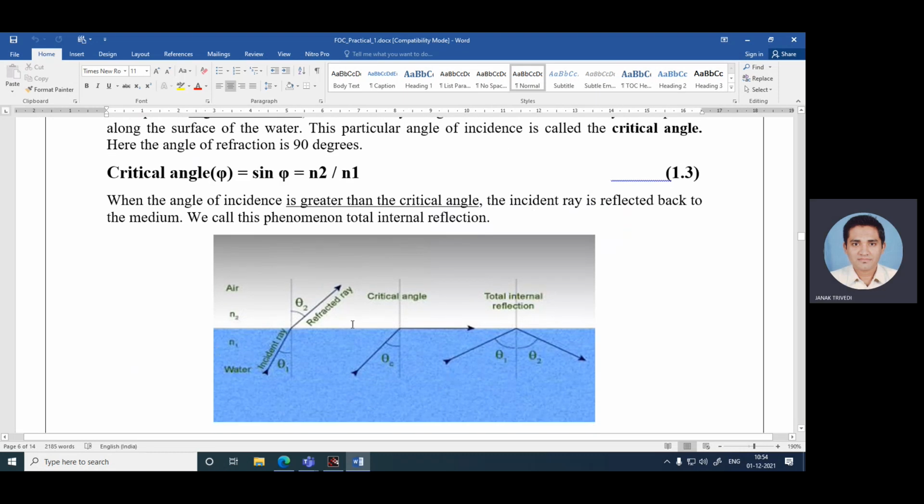This is the incident ray, this is the refracted ray. So when the angle of incidence is greater than the critical angle, the incident ray is reflected back into the medium. We call this phenomenon total internal reflection.